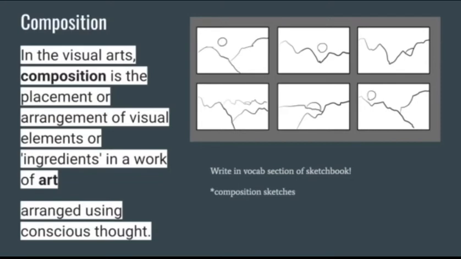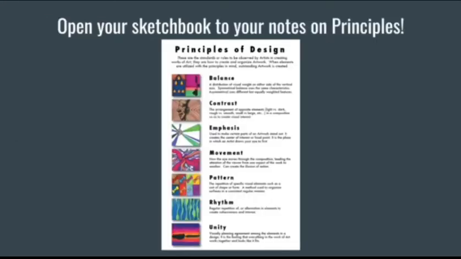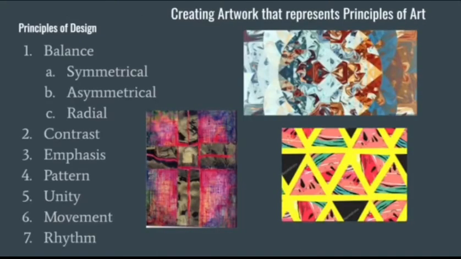So composition, just going back and refreshing our minds on that, it's the visual placement or arrangement of the elements in an artwork. So how you choose to lay out your artwork, and you're going to be working with this. So open your sketchbook to your notes on principles. You should have balance, contrast, emphasis, movement, pattern, rhythm, and unity in your sketchbook. So I am going to do an exercise with you where we're going to look at these three artworks and decide which principle of art these represent or what they could represent.